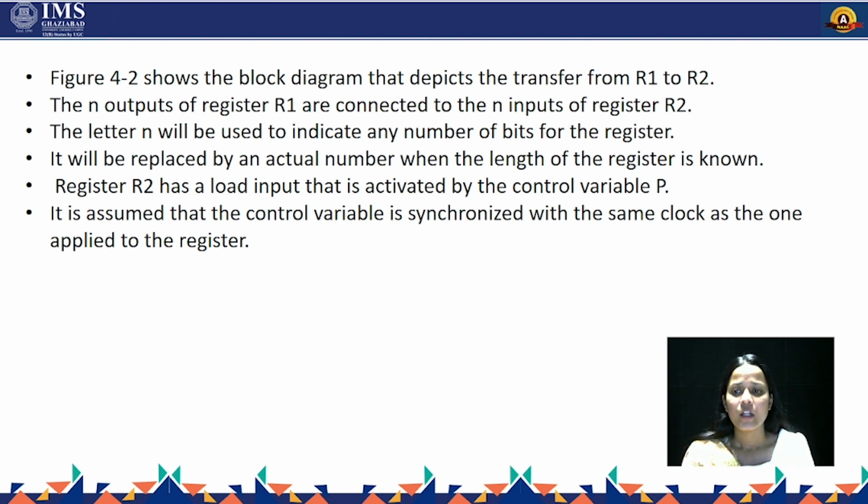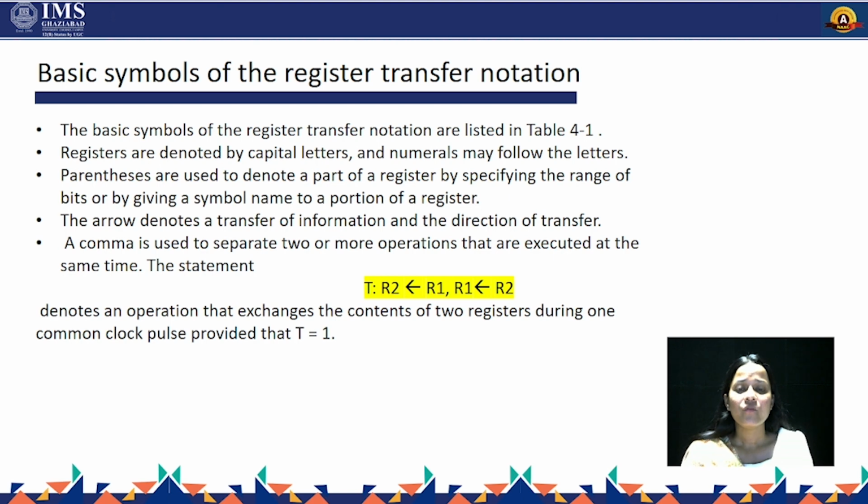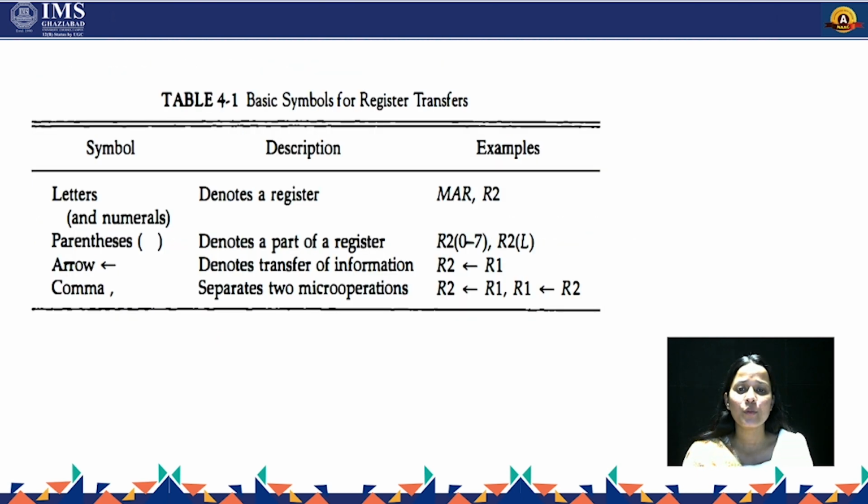You can simply write directly that this is the number of bits we want to transfer from R1 to R2. Next, we have some basic symbols which will be used while transferring data from one register to another. You must always remember these symbols, because through these symbols you can always represent data transfer and registers. The symbols are these. These are the basic symbols. Always remember these symbols while representing registers, while writing about registers, while making a register transfer. So these symbols are important.